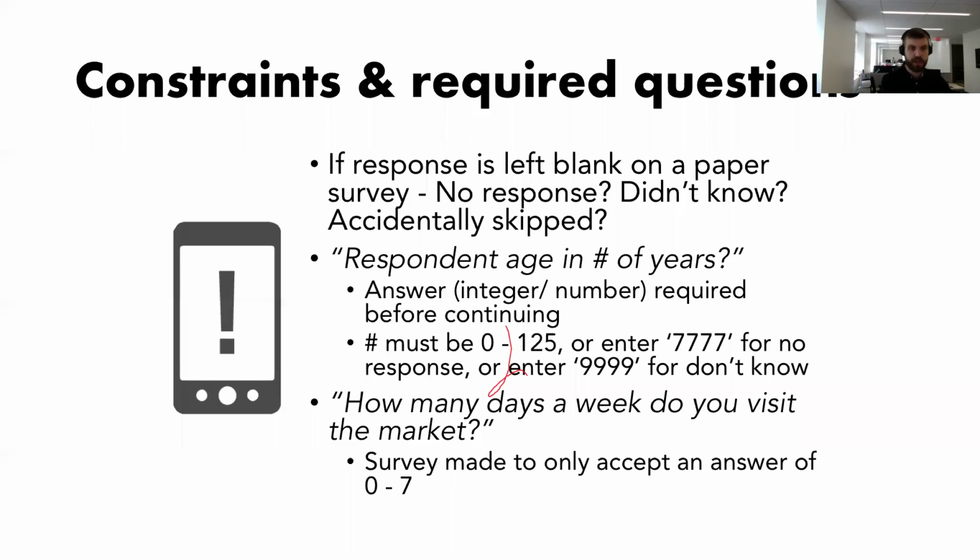Another example of a good constraint, if you're asking somebody how many days a week do they visit a market, you can make sure that the answer is between 0 and 7, since 8 or more would be an impossible answer for days of the week.